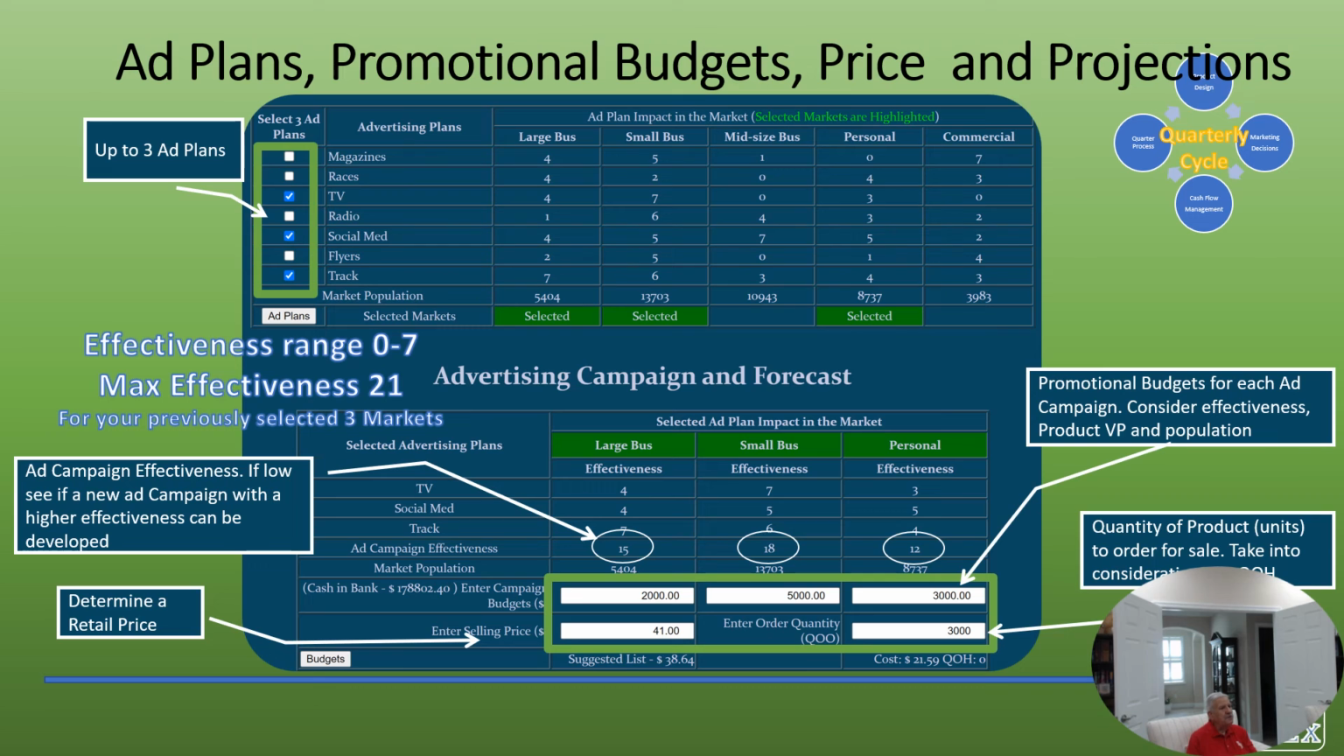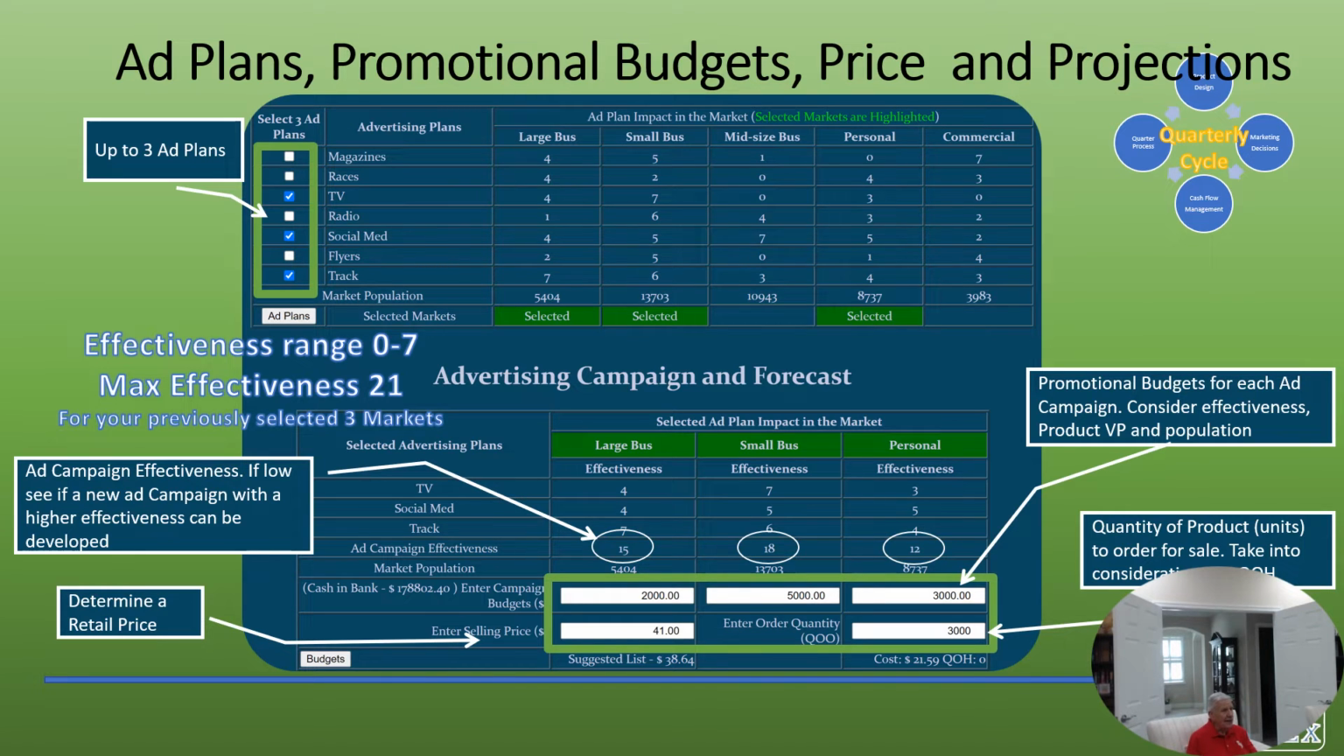In cases, once we have the product and the market, the next step is to look at the ad plans, if you will, the ad campaigns. In this case, we have a series of ad plans, and these ad plans have an effectiveness in the various 5 markets. As with the value proposition, the effectiveness range here is 0 to 7.